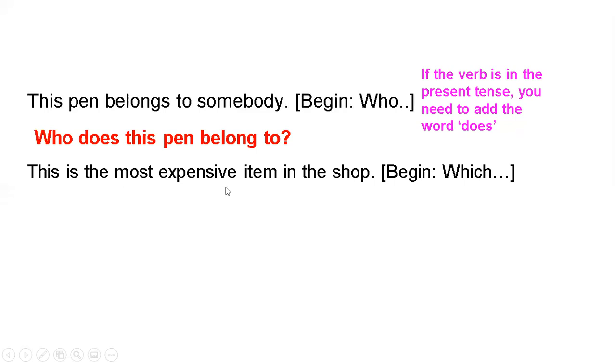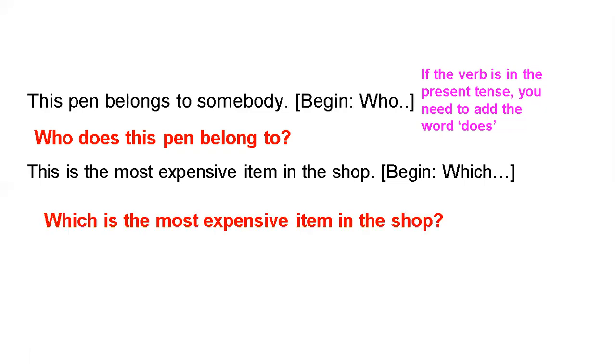What about this last one? This is the most expensive item in the shop. Begin with which. What's your one word answer? And the rest is very easy. Let's see if you got it right. Which is the most expensive item in the shop? Easy one, right? Which is the most expensive item in the shop? The answer is this. So you leave this out and you write the rest of it as it is.